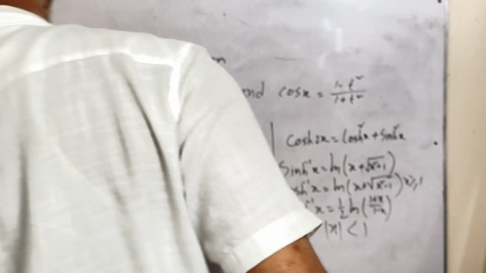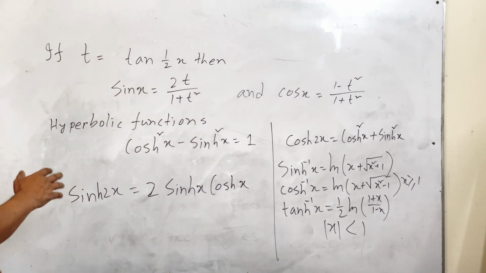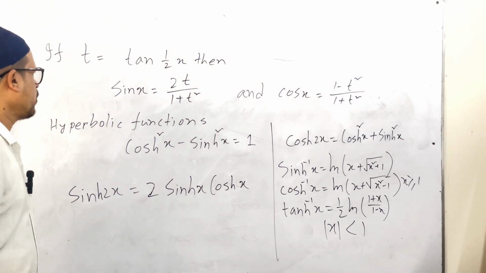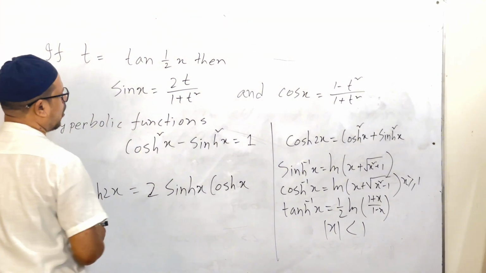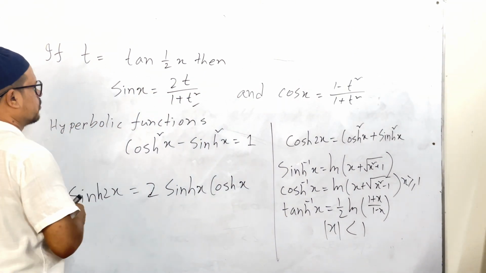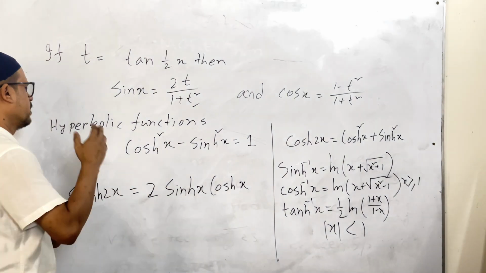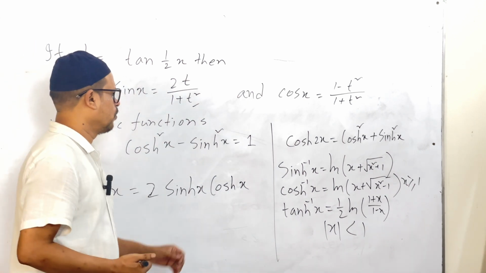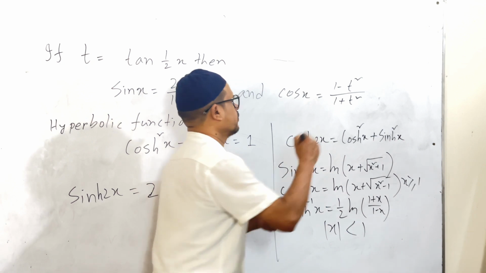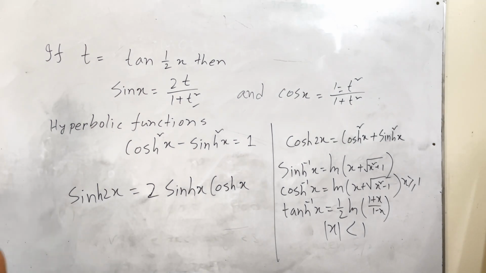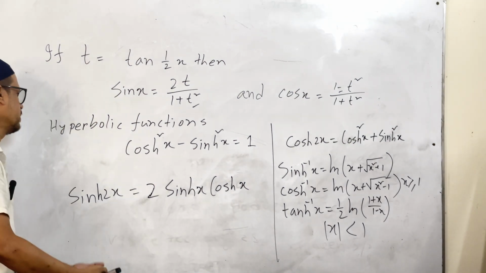This is actually a trigonometric formula related to A level. If t equals tan of x, then you can write sine x equals 2t by 1 plus t squared. Again, for cos, we will write 1 minus t squared by 1 plus t squared, if we take t equal to tan of x.